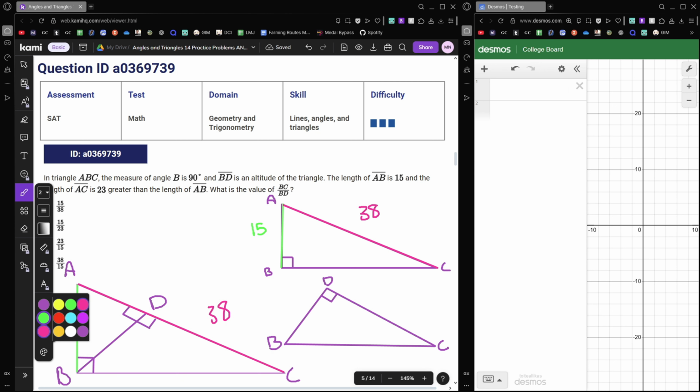So let's look at triangle ABC on top. The shortest side in triangle ABC is this side right here. Now let's look at triangle BDC. The shortest side is going to be this side right here.